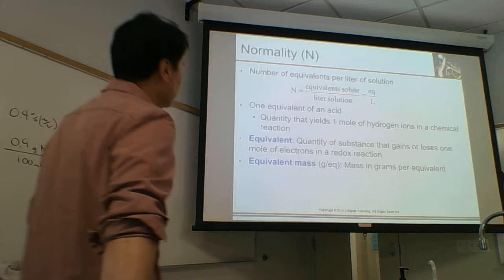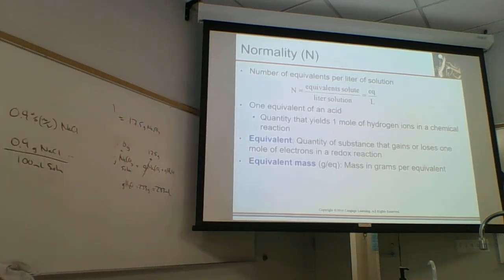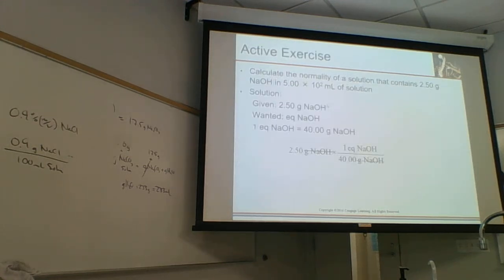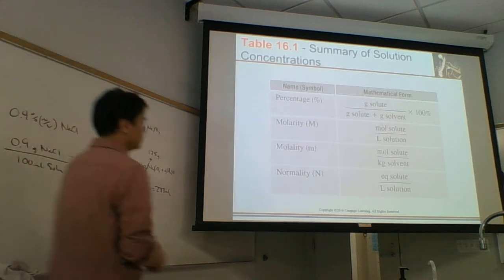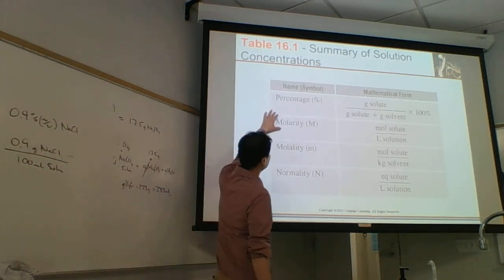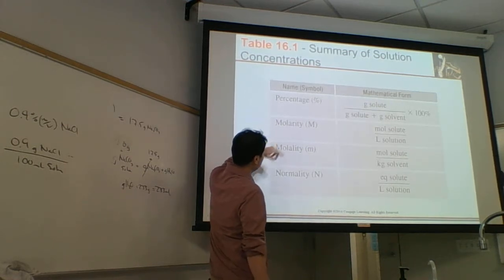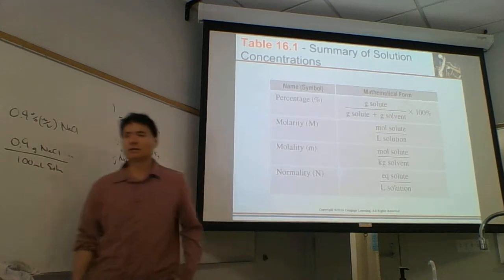This is called normality. Anything that deals with normality, we're going to skip it. Normality, skip. And so these are the common units for expressing the composition of solutions: percentage, molarity, molality. We use molarity the most because of the stoichiometry. Normality, not.